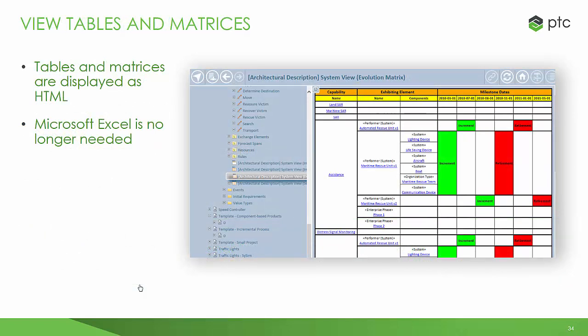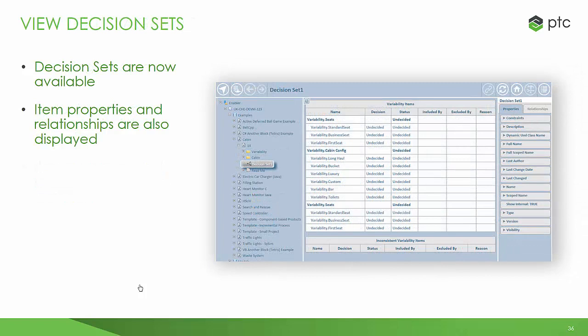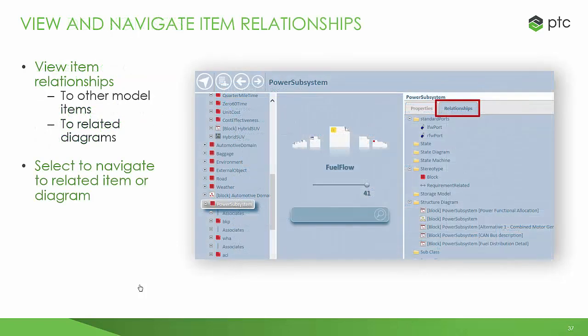Here we can see now a view of tables shown directly as HTML. We used to use Excel, that's no longer needed. Text diagrams are now also available in the web interface with all the rich text coming from the Integrity Modeler model. We can also show decision sets, so the variability modeling, variance, variation points, and the decision sets is now also visible in the web interface.